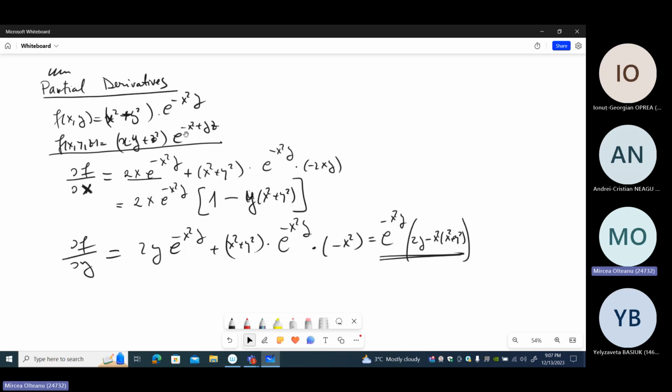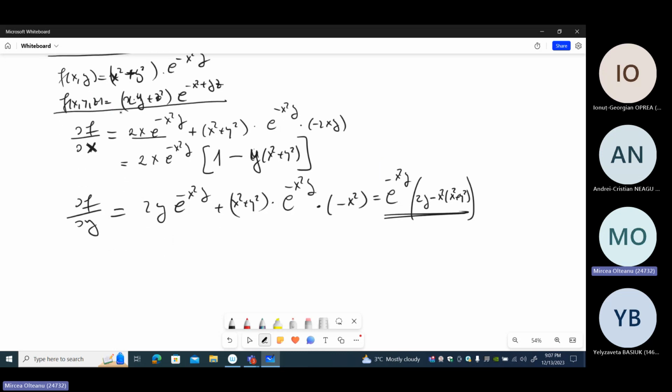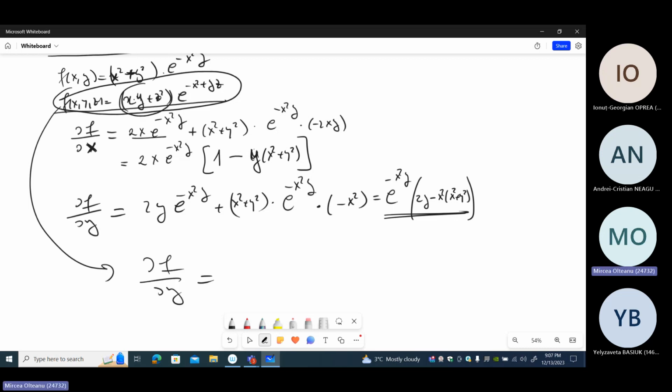Similarly, for a function of 3 variables, let's compute one variable. For example, let's compute for this function the partial derivative with respect to, let's say, y. It will be x times e at minus x squared plus yz, plus (xy plus z squared) times the exponential now. E at minus x squared plus yz times what? If we differentiate with respect to y, times z. Times z. Okay, and further we can compute.